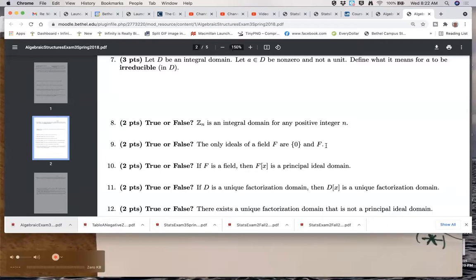What do you think? True or false here? True. It's true, yeah. Because if you were after some non-trivial ideal, since it's a field, all non-zero elements are units, that ideal would have to contain a unit. It would therefore also have to contain 1, and therefore it would have to be the entire field. The only ideals in a field are the trivial one and the entire field itself.